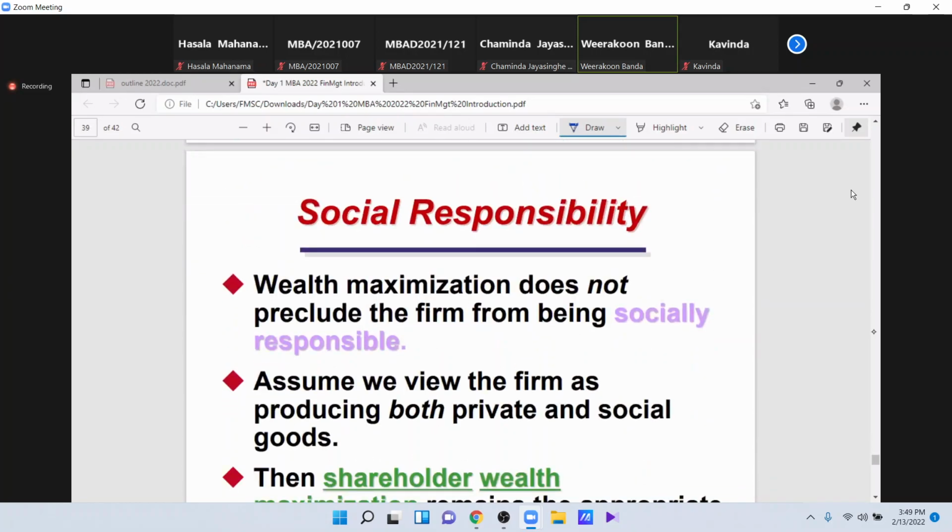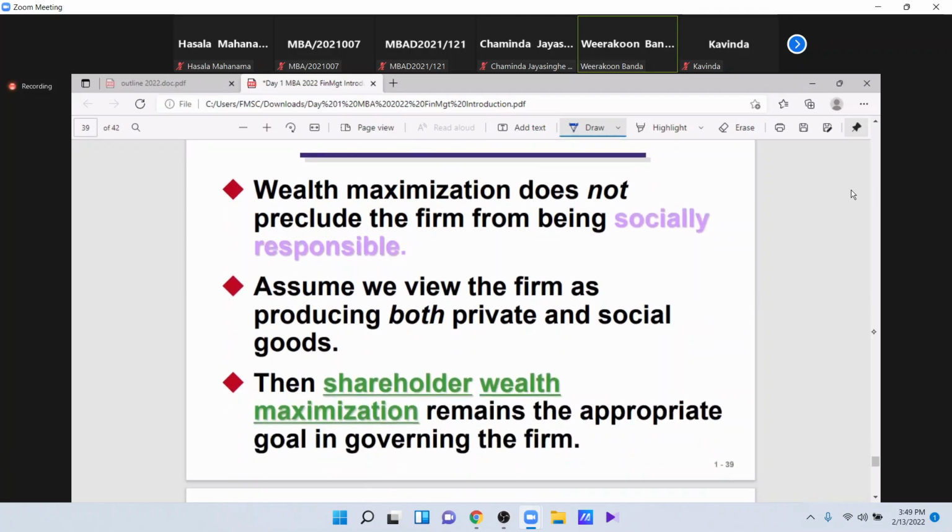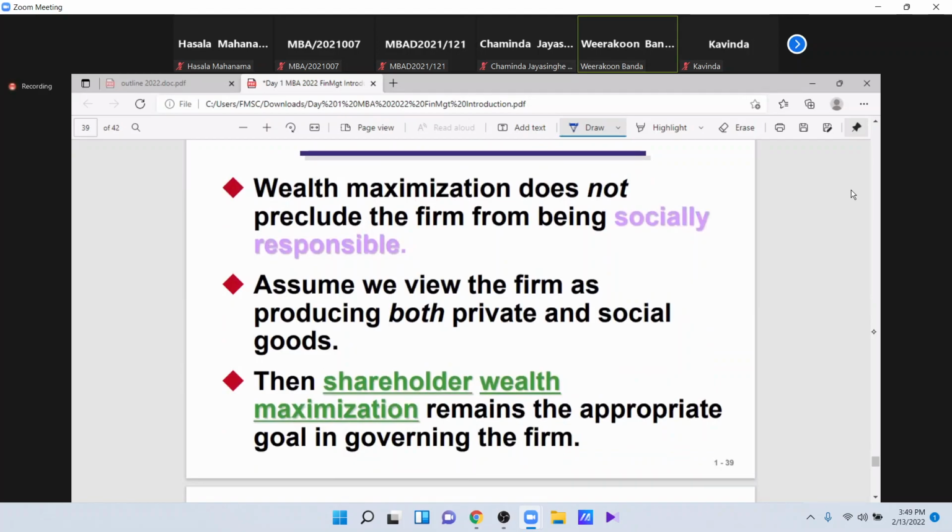Then the other aspect is social responsibility. Wealth maximization does not preclude the firm from being socially responsible, as we view the firm as producing both private and social goods. Shareholder wealth maximization remains the appropriate goal in governing the firm. So even if you involve social responsibility, maximization of the company wealth remains the appropriate way to do that social responsibility work also.